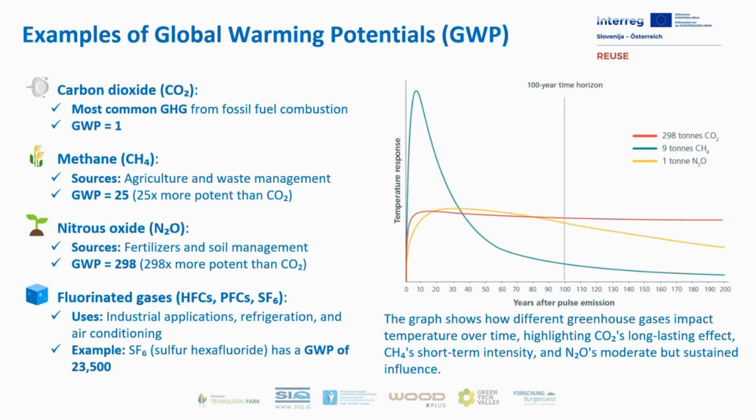Nitrous oxide: this gas comes mainly from agriculture, especially from fertilizers and soil management, and it's even more potent than methane. Its GWP is 298, so 1 ton of N2O has the same warming effect as 298 tons of CO2 over 100 years. And then we have fluorinated gases.